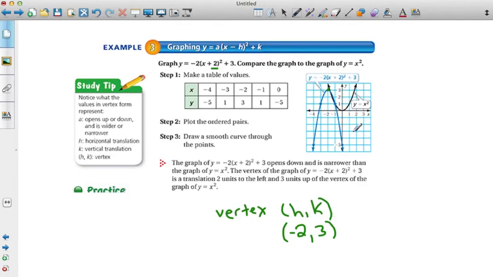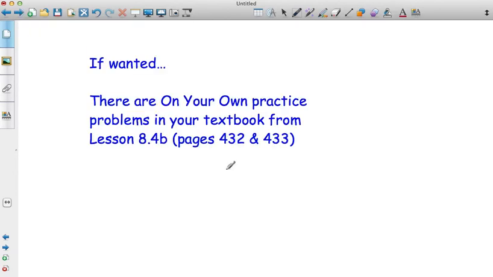These are some of the great reasons why vertex form is nice to use, and it's just a different formatting. If you would like more practice with this, there are some on your own practice problems in your textbook from lesson 8.4b, pages 432 and 433.